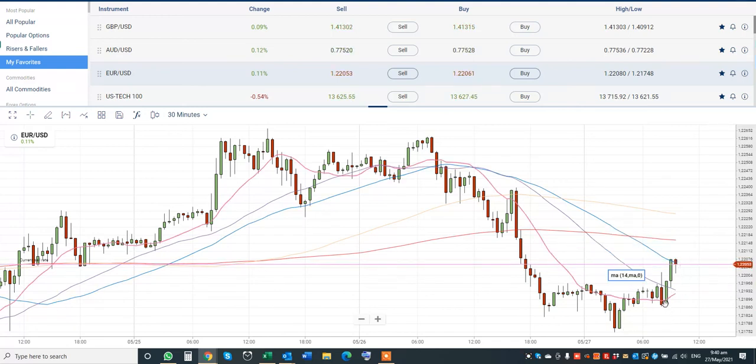This 14-hour average is trying to get pulled through and up. So we'll have to wait and see what the dollar's going to do. It's 20 to 10 a.m. GMT +2. So the European session will open officially in 20 minutes' time.